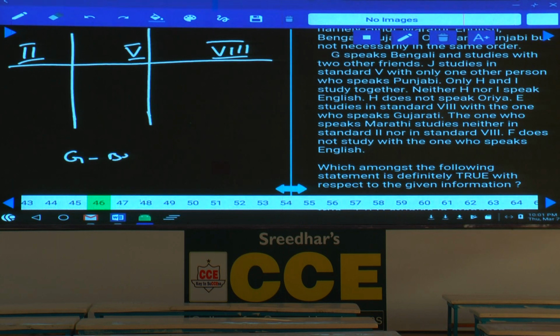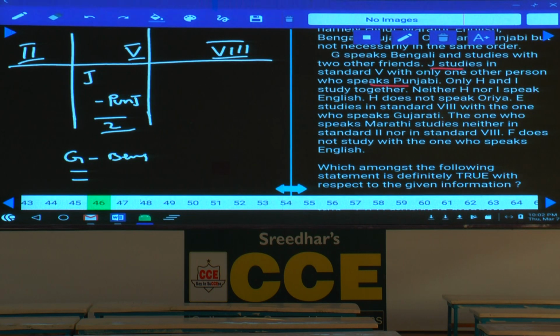G speaks Bengali and studies with 2 other friends. That means in the class in which G is studying there are 3 persons, and in the remaining 2 classes there must be exactly 2 and 2. Hence G Bengali is along with 2 other friends, and J studies in standard 5 with only 1 other person. That means in standard 5 only 2 people are studying. One is J, and the other must be the one who speaks Punjabi. Hence in this class there are exactly 2 people.